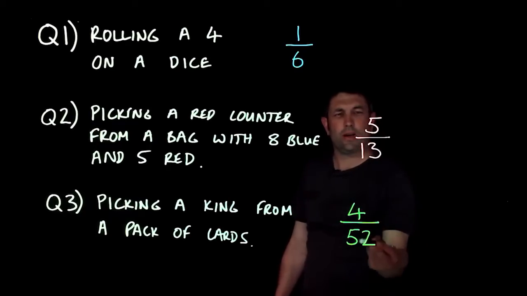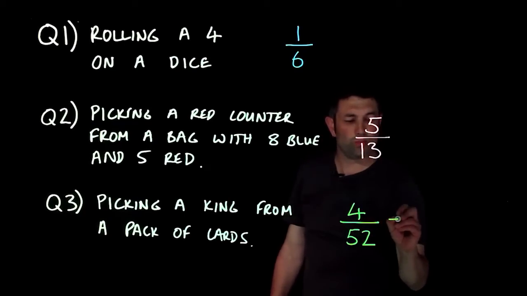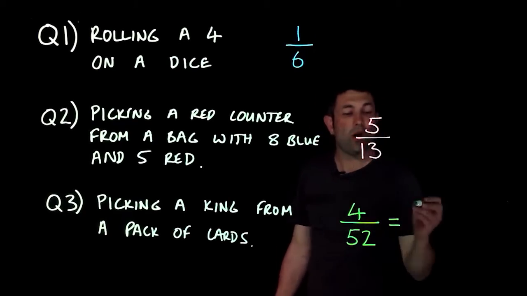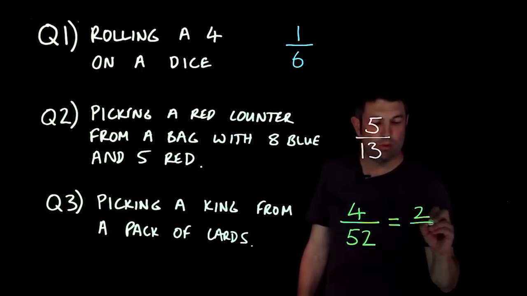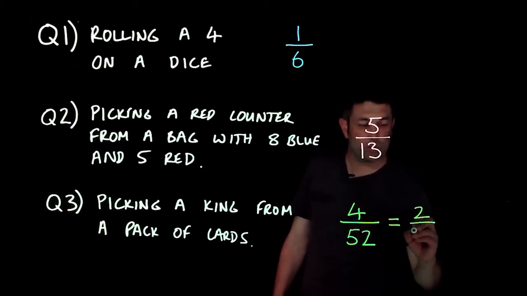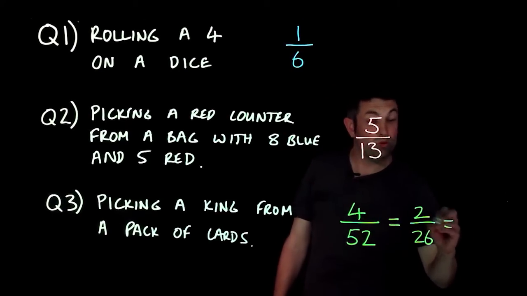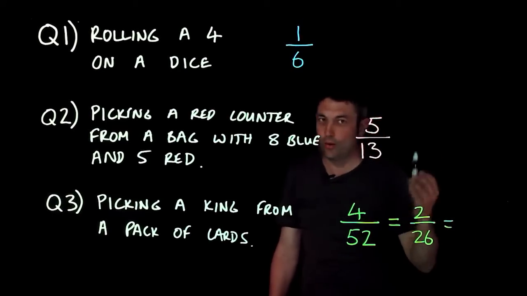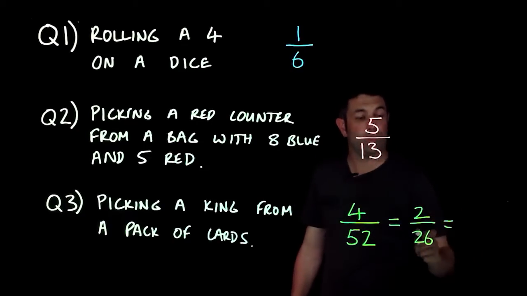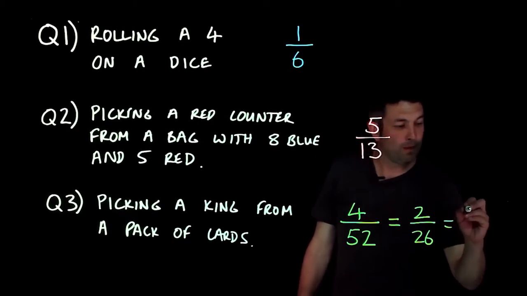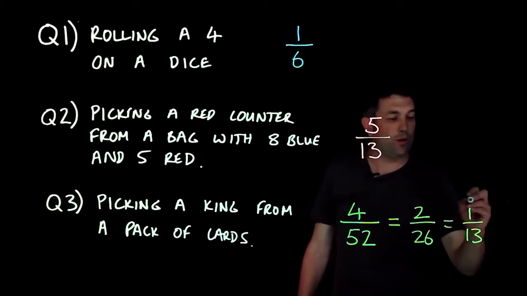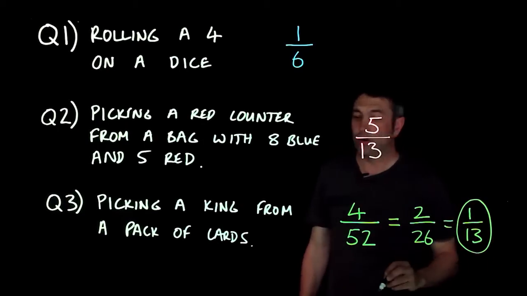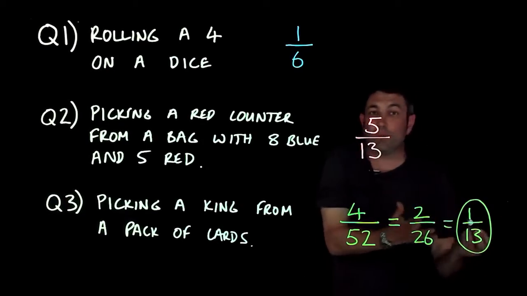Now, that looks like it will simplify to me because both numbers are even. So I'm going to halve both of those numbers and I get 2, half of 4, half of 52 is 26. Once again, we've got 2 even numbers, so I know that will simplify, so I can divide both by 2. Half of 2 is 1, half of 26 is 13, and there we go. Now, that would be the answer I give, purely because it's in its simplest form.